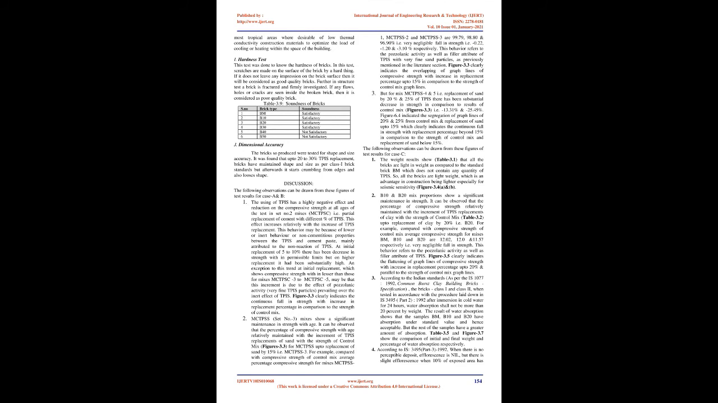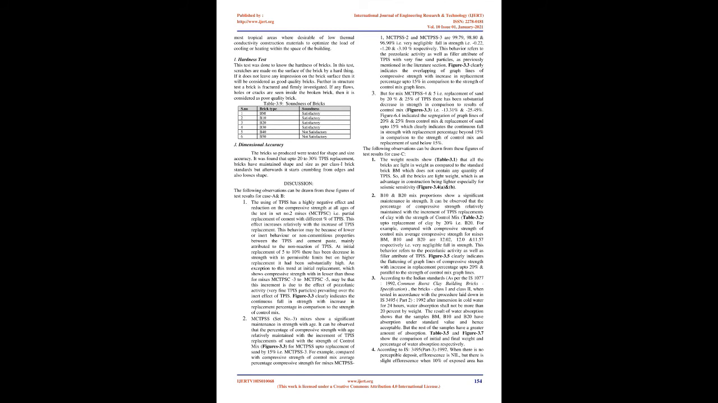The following observations can be drawn from these figures of test results for case C. 1. The weight results show, table 3.1, that all the bricks are light in weight as compared to the standard brick BM, which does not contain any quantity of TPIS. So, all the bricks are lightweight, which is an advantage in construction, being lighter especially for seismic sensitivity, figure 3.4, A and B. 2. B10 and B20 mix proportions show a significant maintenance in strength.